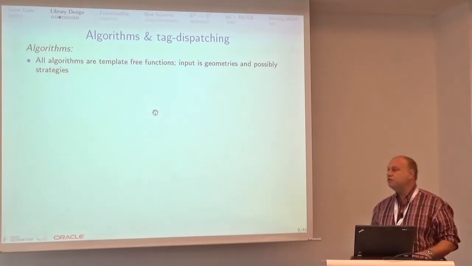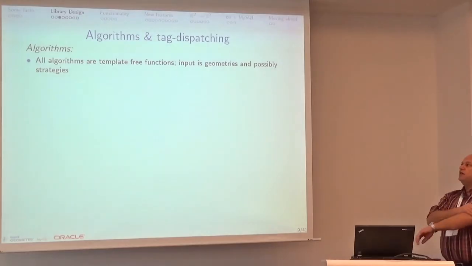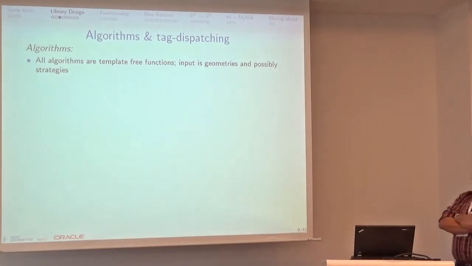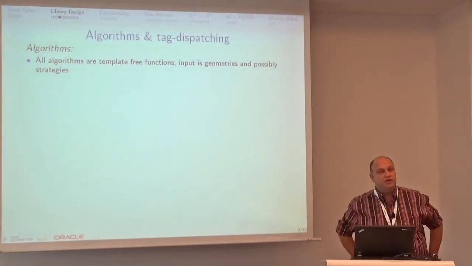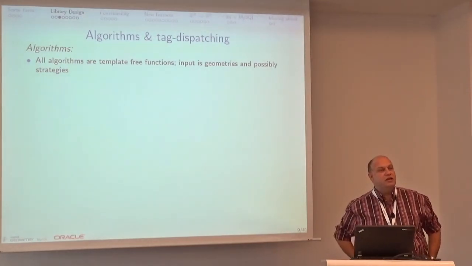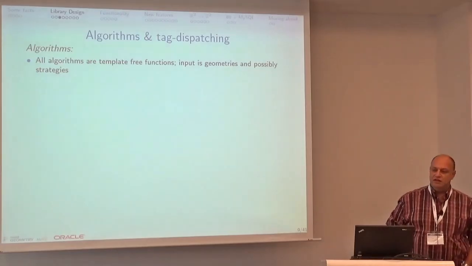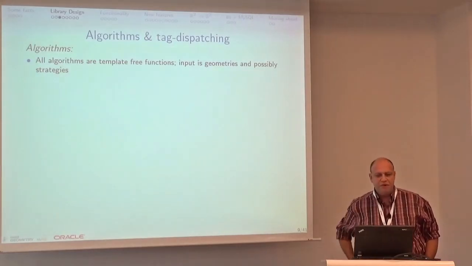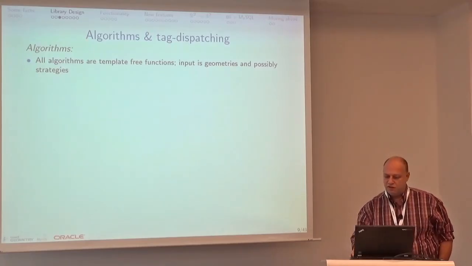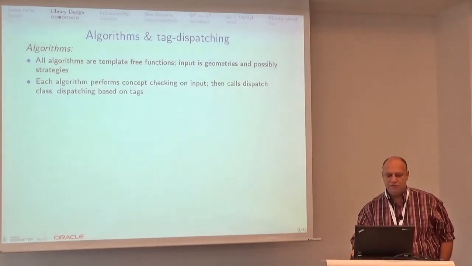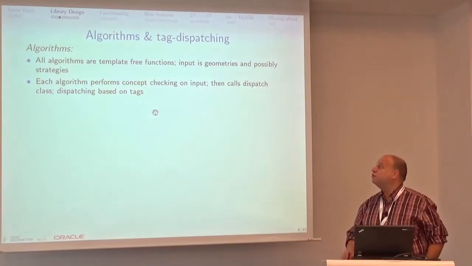So how does this work? Algorithms in this library are actually free functions, and the inputs that they take are geometries and possibly some strategies and possibly some other things, but really the bulk of the algorithms are taking just geometries and strategies. The remaining ones are just a few minor exceptions, and for good reasons.